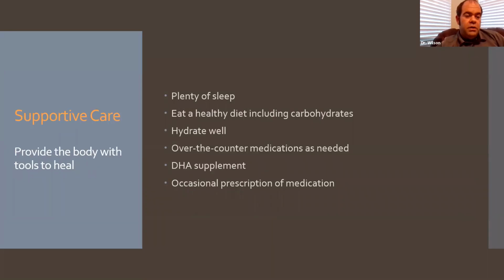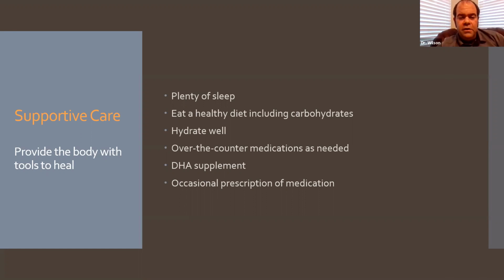And supportive care is important. Here we're trying to provide the body with tools to heal. And plenty of sleep is important. We ask that the patient get plenty of sleep each night. They can take a prescribed nap in the afternoon if necessary. We want them to eat a very healthy diet, including some healthy carbs. Fruits are a good source of healthy carbohydrates. And the reason we do this is that the brain's fuel is glucose. Brain cells run on glucose. And so those carbohydrates, some of it will get converted to glucose in the body and will help fuel that starving brain cell that we were talking about in the brain of the concussion.